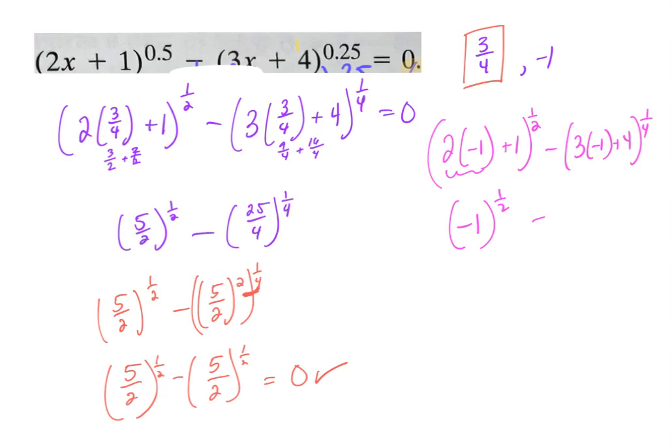Let's look at the next one. 3 times negative 1 is... What's the problem? We're talking about real numbers. This is the square root of negative 1. Can you do that with real numbers? Negative 1 is not a solution. So my only solution here is positive 3/4.